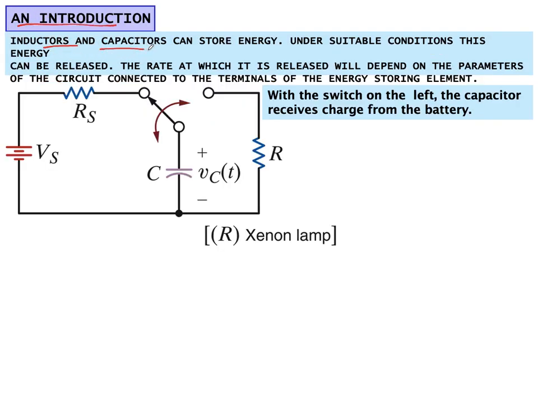We know that inductors and capacitors can store energy, and under suitable conditions this energy can be released. The rate at which the energy is released depends upon the parameters of the circuit connected to the terminals of the energy storage element. What this means is कि आपके पास किसी भी सर्किट में अगर कोई कैपेसिटर या इंडक्टर लगा हुआ है, that element is able to store energy, and the rate at which that energy is released depends upon the elements that are connected with that energy storage element.